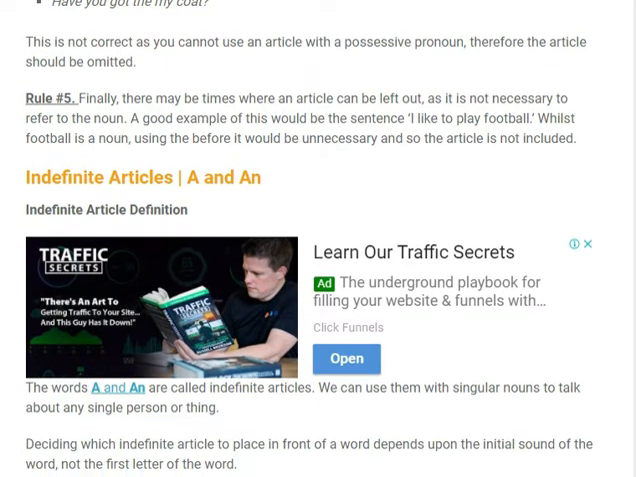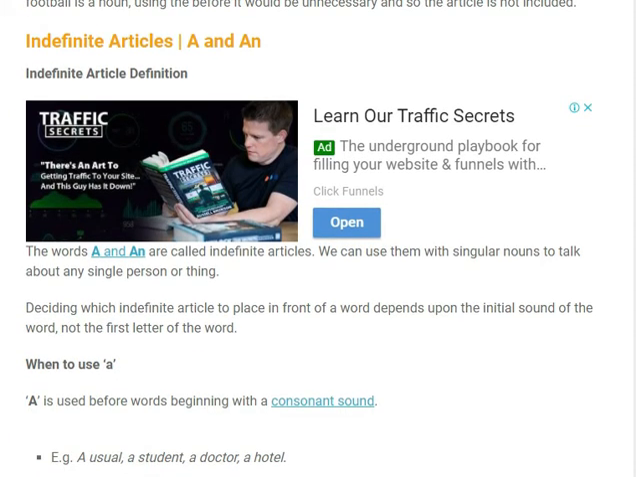So, indefinite articles: a and an. The words a and an are called indefinite articles. We can use them with singular nouns to talk about any single person or thing. Deciding which indefinite article to place in front of a word depends upon the initial sound of the word, of course, not the first letter of the word.